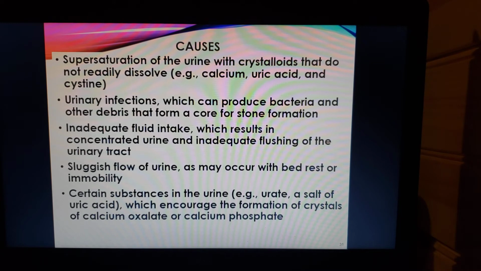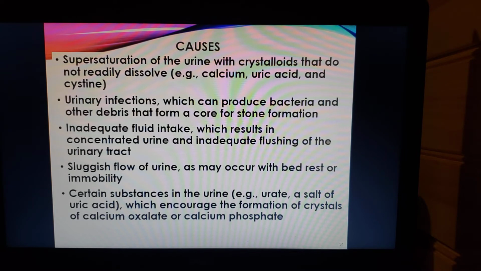I'm going to move on to causes, to understand the process of the disorder. Basically, you have supersaturation of urine with crystalloids that do not dissolve, and so that leads to stones developing. Urinary infections can produce bacteria and other debris that can lead to forming the stone. Not drinking enough fluid, having concentrated urine, or inadequate flushing of the urinary tract can lead to stones, and sluggish flow of urine, which may occur with bed rest and immobility, can lead to stones.